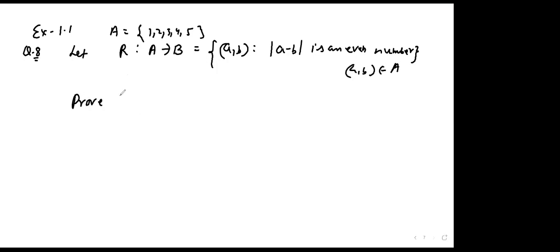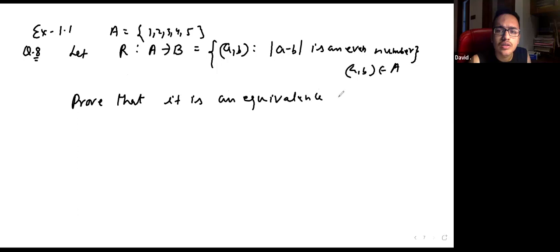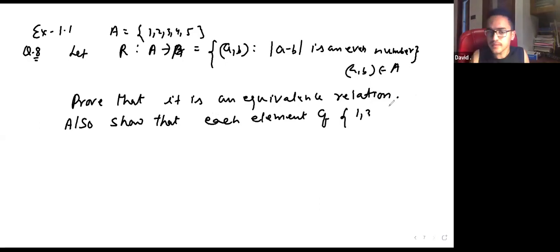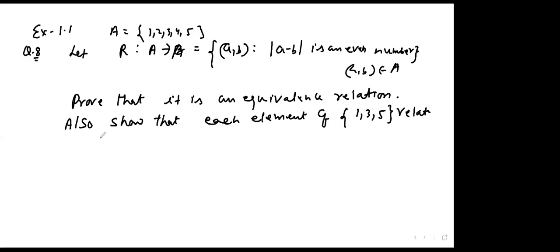Prove that it is an equivalence relation. Also prove that each element of 1, 3, 5 is related to each other. This is the question. How will you do this?